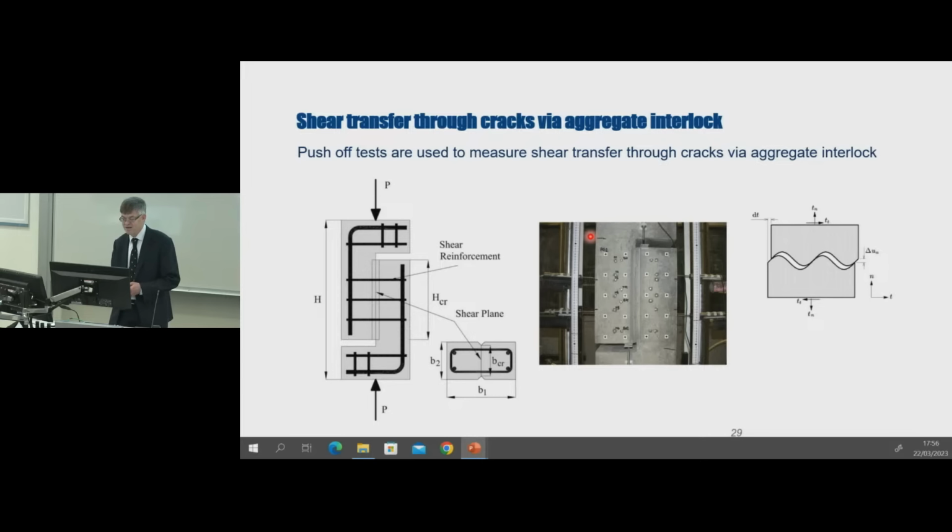You might be wondering how we can transfer shear through cracked concrete. The answer lies in the fact that the cracked surface is rough, as shown here. So consequently, there's a mechanical resistance to sliding. We can measure this resistance to shear through aggregate interlock in push-off tests, as shown here. And from tests like these, we can determine constitutive relationships relating the shear resistance to the crack opening and sliding displacements.